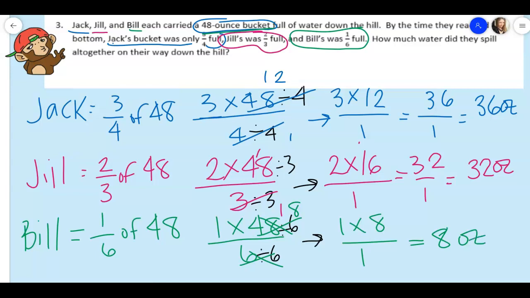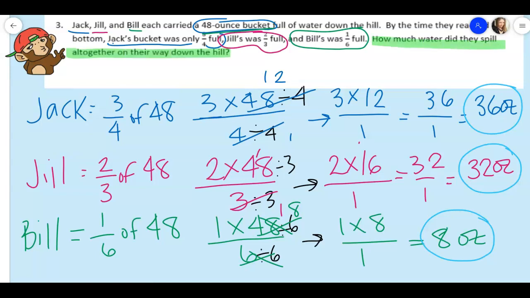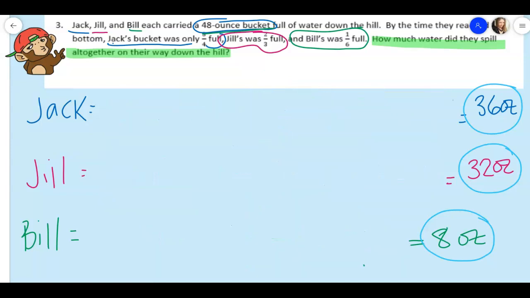So if we were just trying to figure out how much water they got down the hill with, how much water total, we could just add these 3 amounts up. But the question is not asking us how much water did they have after they got to the bottom of the hill, you see. It actually asks us how much water did they spill altogether on the way down the hill. So we need to find not what they have, but what they don't have. Any ideas on how to figure that out? Right, well, we're going to need to find the difference.